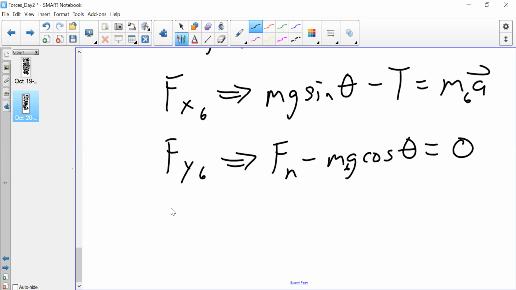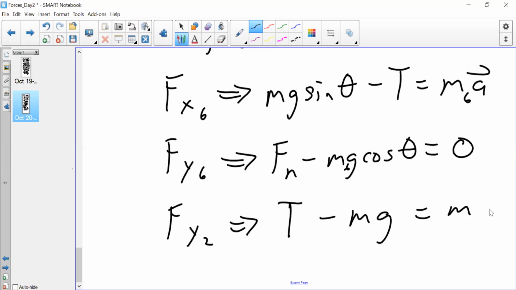Now we go to the 2 kilogram mass. It just has one equation in the Y direction. Tension minus mg equals m2a, because there's an acceleration on that object along its y-axis. But along the 6 kilogram mass's y-axis, there's no acceleration.